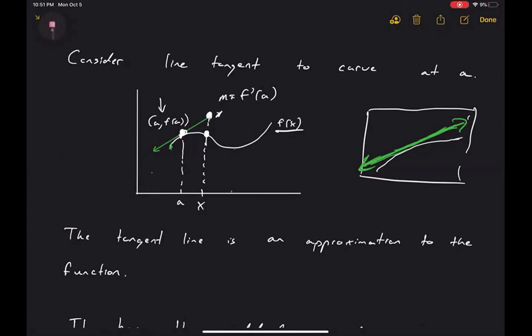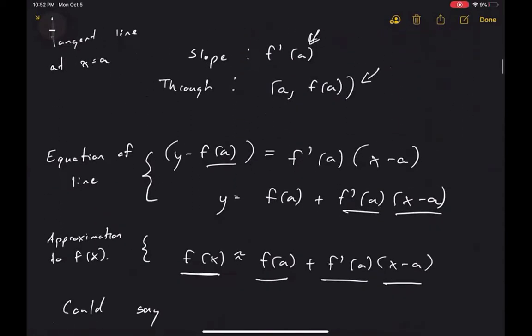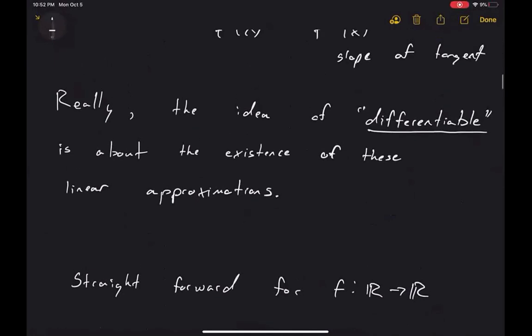And in this case, when we have f, a function of a single variable, f from R to R, that linear function is just a line. It kind of sounds like what it is. So when you hear differentiable, I want you to get into the habit of thinking, okay, there's a linear approximation to my function.